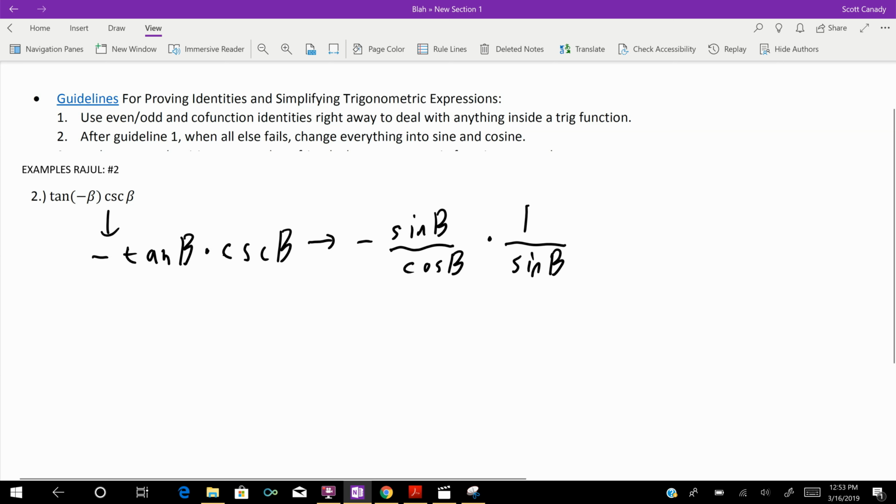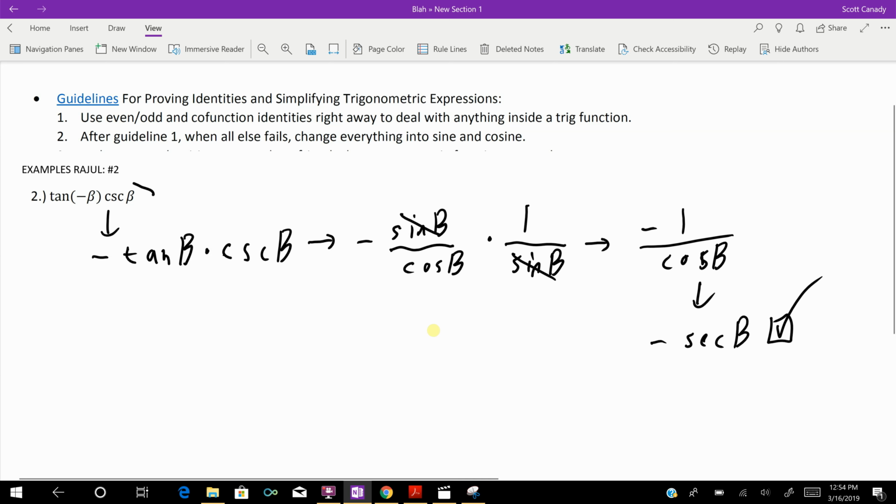Once we've gotten here, we can see that the numerator and denominator on these two fractions cancel out, and you're left with negative 1 over cosine of beta. Once we get that, we know that negative 1 over cosine of beta is negative secant of beta. And we're all done, so we'll put a little check mark to say that we're all done.